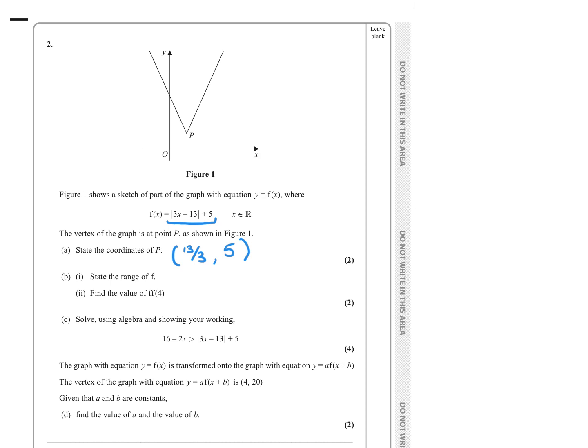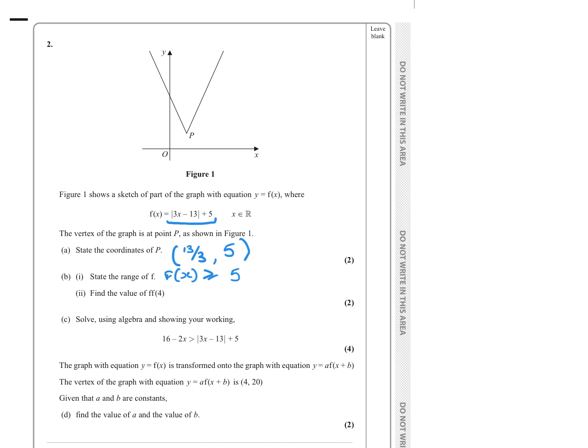Okay, state the range of f. This is saying range is our output values, our y. Now, by looking at the graph, we know that y is always greater than or equal to this minimum point here, isn't it? So we would write the range of f is that f of x is greater than or equal to 5. Okay? Because that's our minimum value.